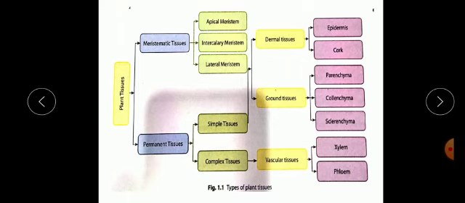So simple tissues are dermal tissues and ground tissues. Epidermis and cork are examples of dermal tissues. Ground tissues are further of three types: parenchyma, collenchyma and sclerenchyma. Complex tissues consist of vascular tissues, which are xylem and phloem.